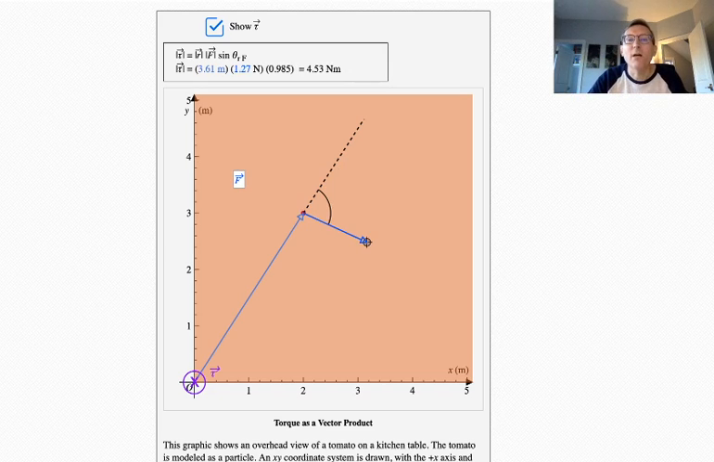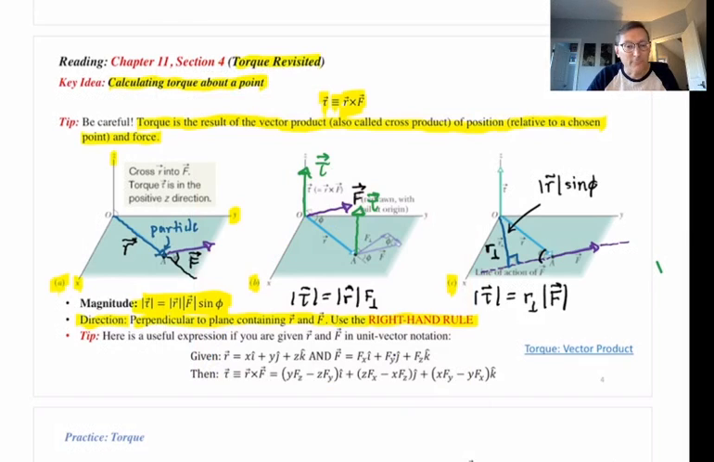Okay? All right, so that's more practice with the vector product. Now it's within the context of torque. One more tip about calculating torque using this new method of the vector product r cross F. Let's remember the useful version of the vector product if you're given the two vectors in unit vector notation. So now, what if you're given the position vector r and the force vector F in unit vector notation?